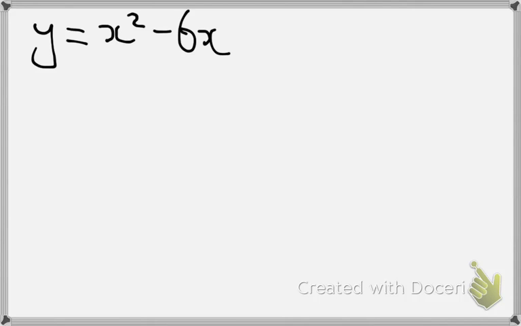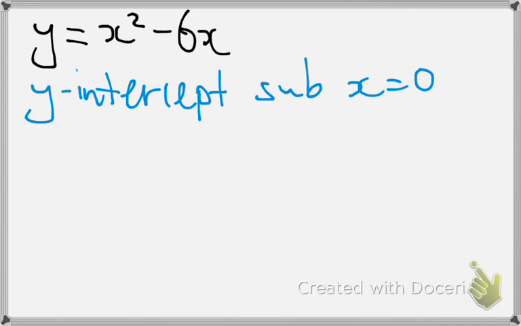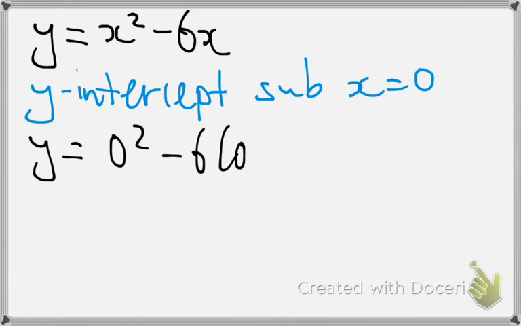Okay, here's our first question. Let's have a look at this one and see if we can find all the significant points. For the y-intercept, we sub in x equals 0. That gives us 0 squared minus 6 times 0, which is 0.